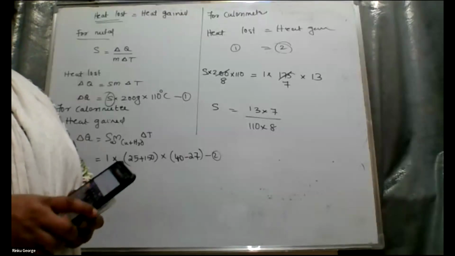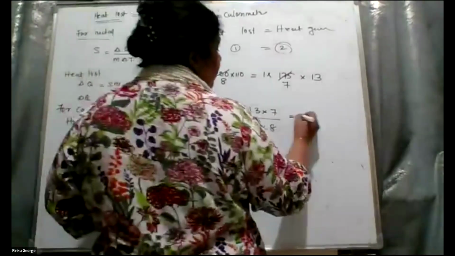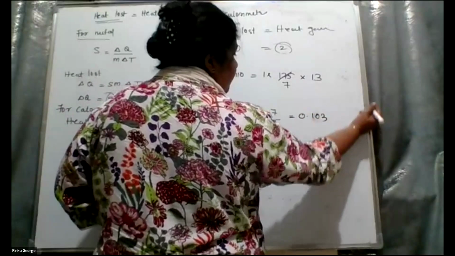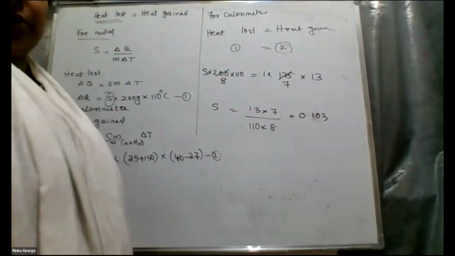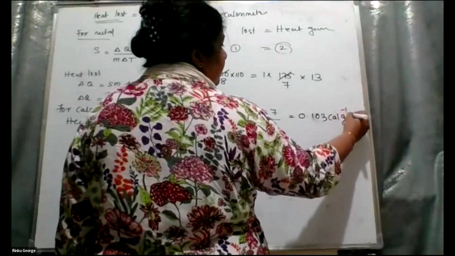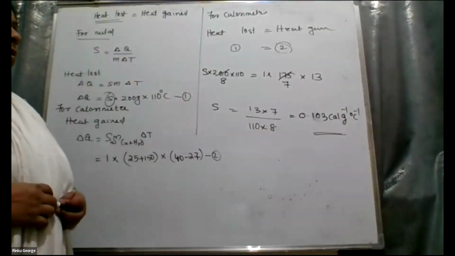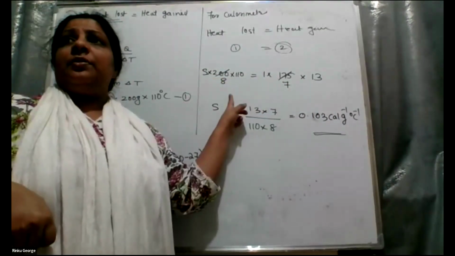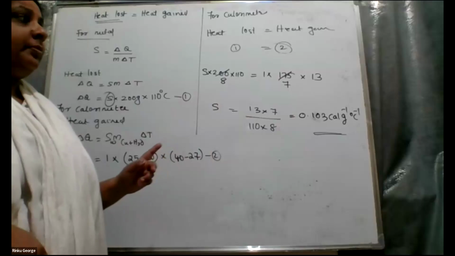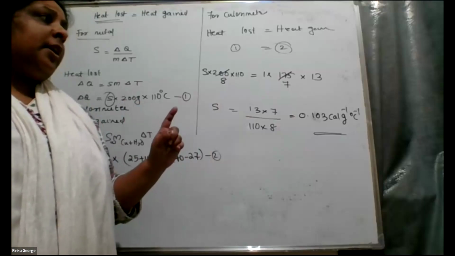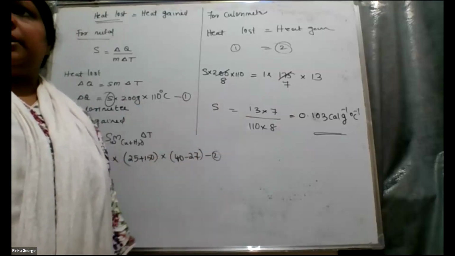Wait, is there a change? 0.103. So this will be 0.103. And the unit of specific heat capacity, it will be calorie per gram per degree Celsius, that is calorie gram raised to minus 1 degree Celsius raised to minus 1. That's it. In SI it is joule per kg per Kelvin, right? In CGS it will be like this.